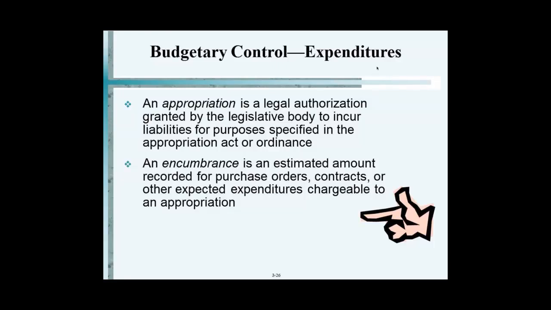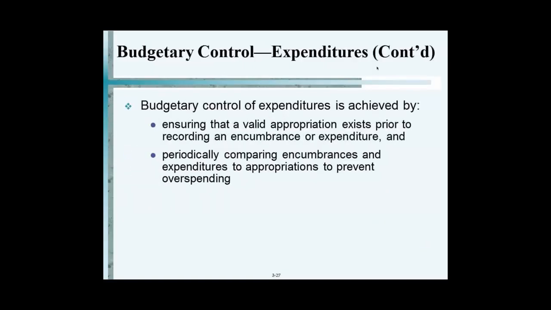If I have $1,000 and I cut a purchase order for $200, how much do I have available to spend now? Only $800. Even though I haven't received the item, it's encumbered, and that's the word encumbrance. It's a budgetary entry, and basically it's there to prevent overspending, as it says here.